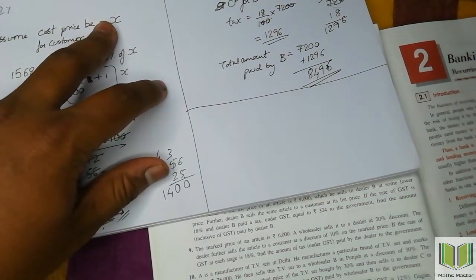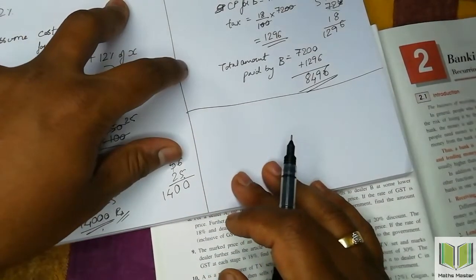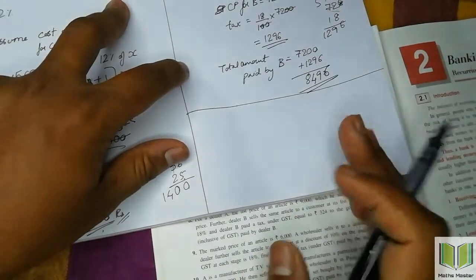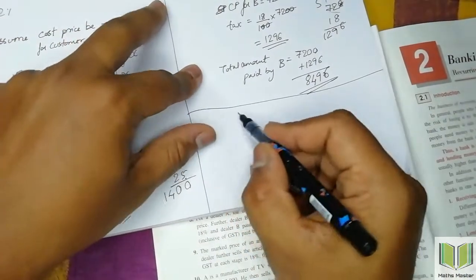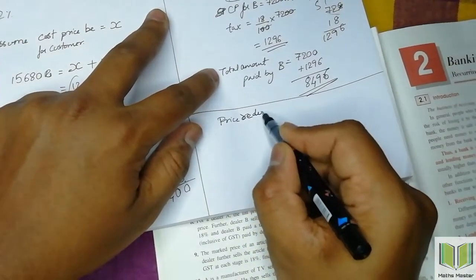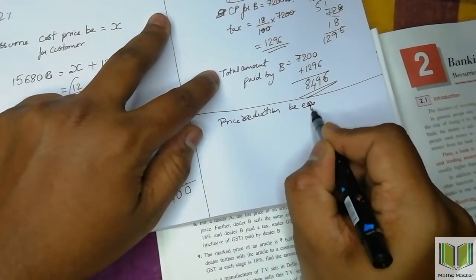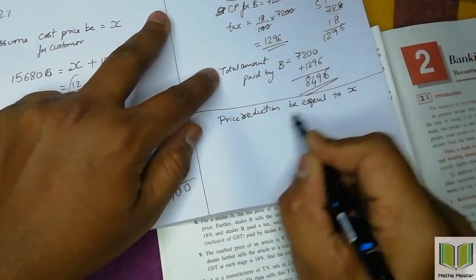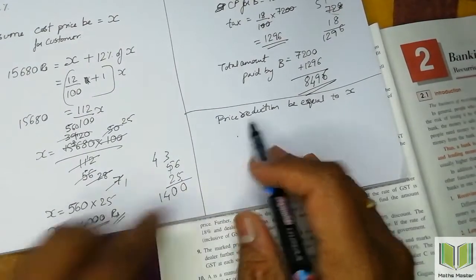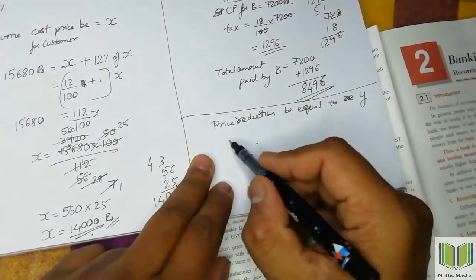Now, initial market price, let's assume that this is the actual market price. 14,000 rupees is the actual market price. Now, Gagan asked for a price reduction of a certain amount. How much price reduction did he ask for? Let the price reduction be equal to X. Yeah, X is already used, so let's take it as Y. Let the price reduction be equal to Y.